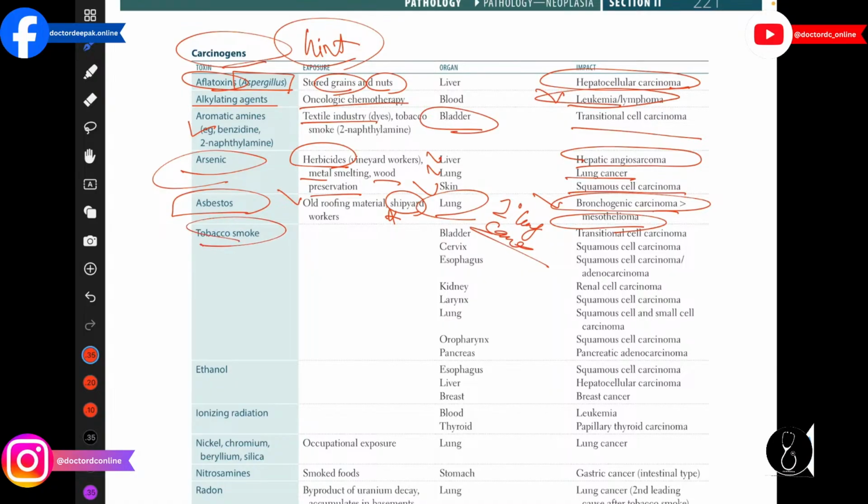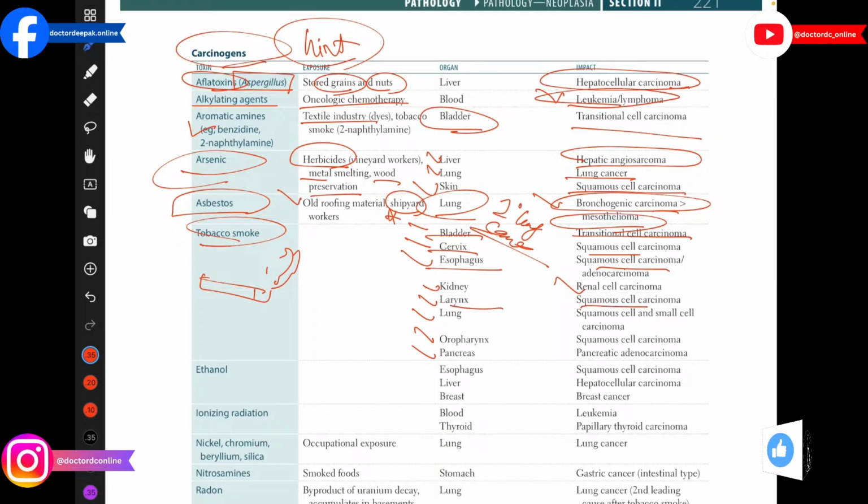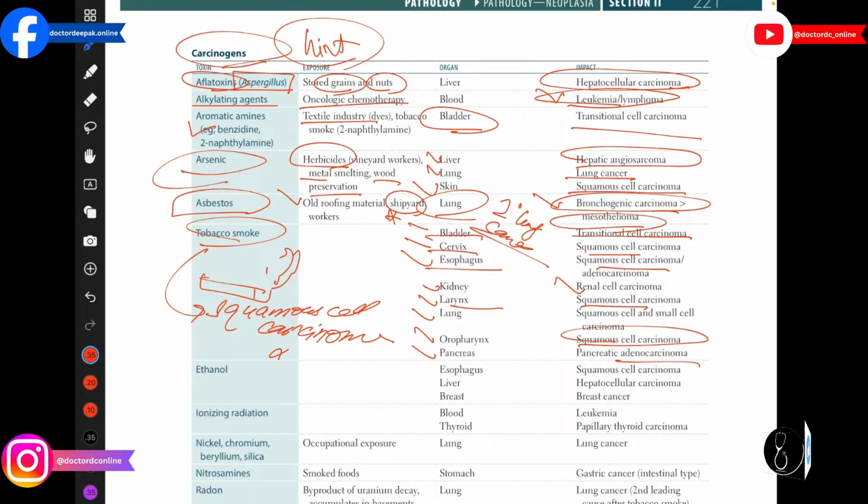Okay? Then tobacco smoke, the smoking. Smoking not only affects the lungs, but it affects many organs like bladder, cervix, esophagus, kidney, larynx, lung, oropharynx, and pancreas. It is causing transitional cell carcinoma in the bladder, squamous cell carcinoma in the cervix, squamous cell carcinoma and adenocarcinoma in the esophagus, renal cell carcinoma in the kidney, and squamous cell carcinoma in the larynx. Smoking basically causes squamous cell carcinoma, and adenocarcinoma also.